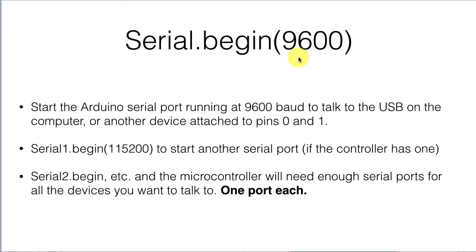The way you use it, you start your Arduino serial port running at 9600 baud to talk to the USB on the computer, or any other device you could attach on pins 0 and 1. And you can read back in on the serial port as well. Now, Serial1: some other microcontrollers have more than one serial port. Some even have more than two. But you need one port for every device. So serial ports are only good for talking to one thing at a time.